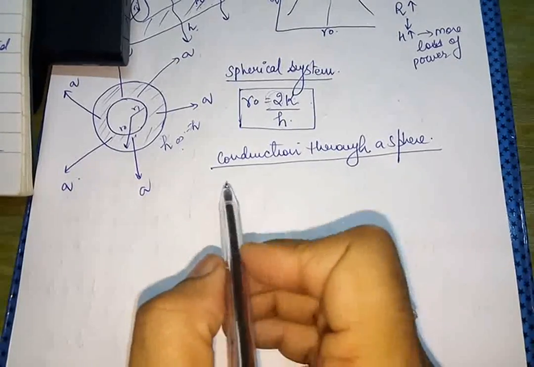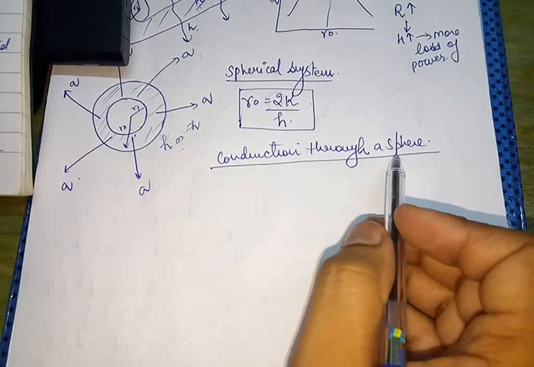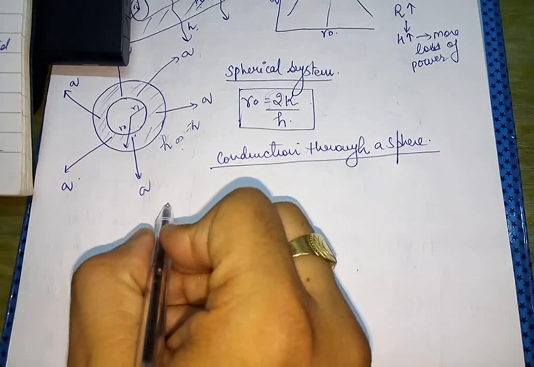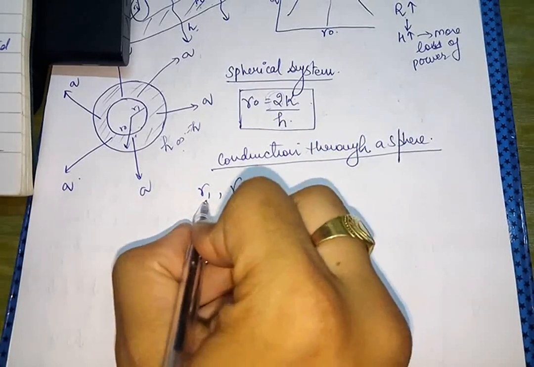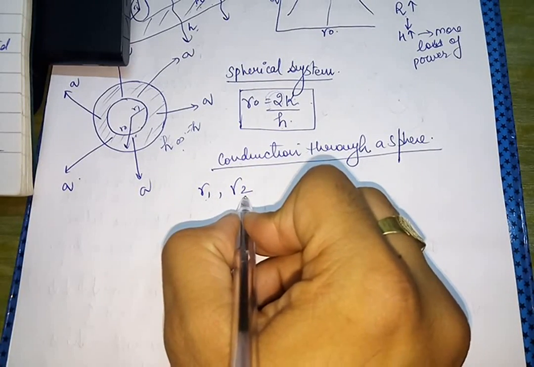Now the next topic that we will study is conduction through a sphere. We know that a sphere has two radii, R1 and R2. R1 is the inner radius, R2 is the outer radius.